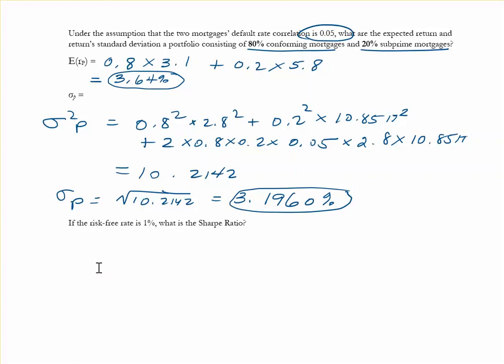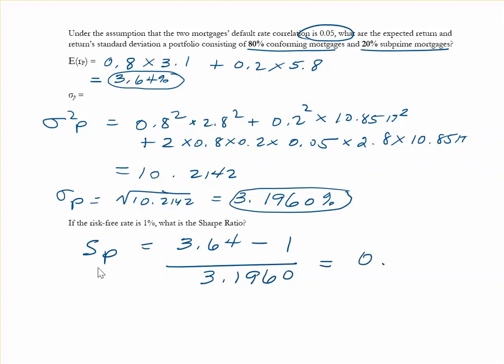Now, if the risk-free rate was given, we can plug into the formula for the Sharpe ratio: the expected return of the portfolio minus the risk-free rate, divided by the standard deviation, giving us a Sharpe ratio of 0.83. Now this is what we would compare other portfolios' Sharpe ratios to, and we would want to select the portfolio that would maximize that number.